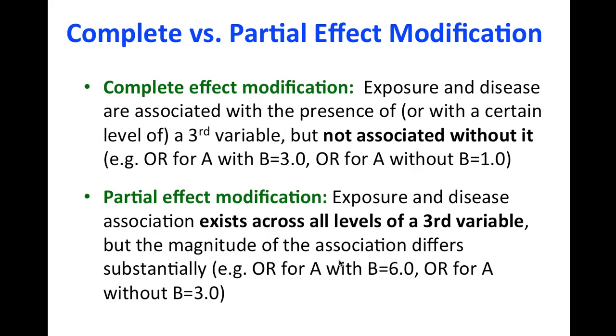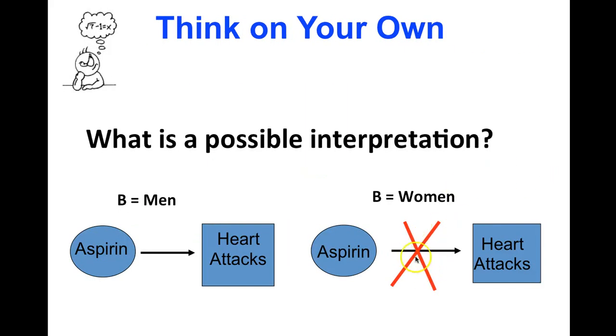You can also, just like we did with confounding and mediation, have complete effect modification and partial effect modification. I'm going to go through this quickly because you're not going to see a lot of it on the test. Here, the exposure and disease would be associated with the presence of a third variable, but not associated without it. So the odds ratio for A with B would be 3. The odds ratio for A without B would be 1, which means that there's no association.